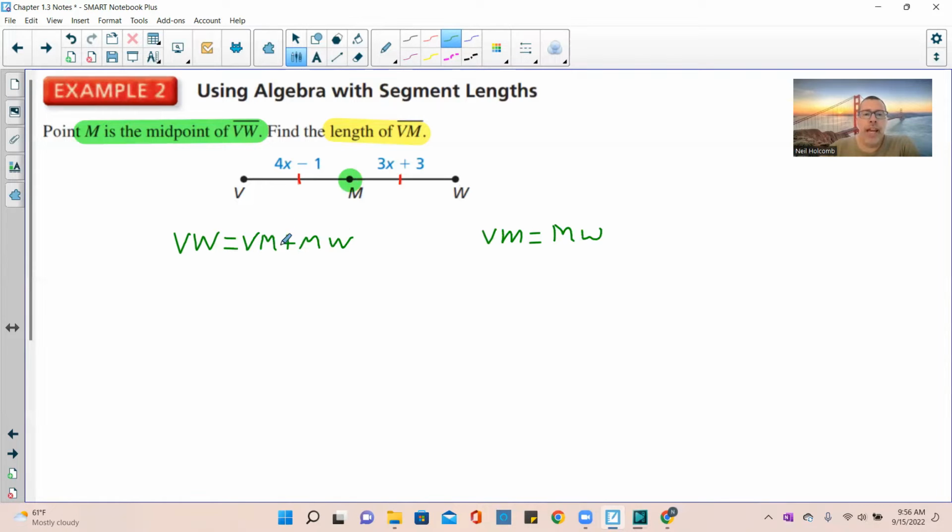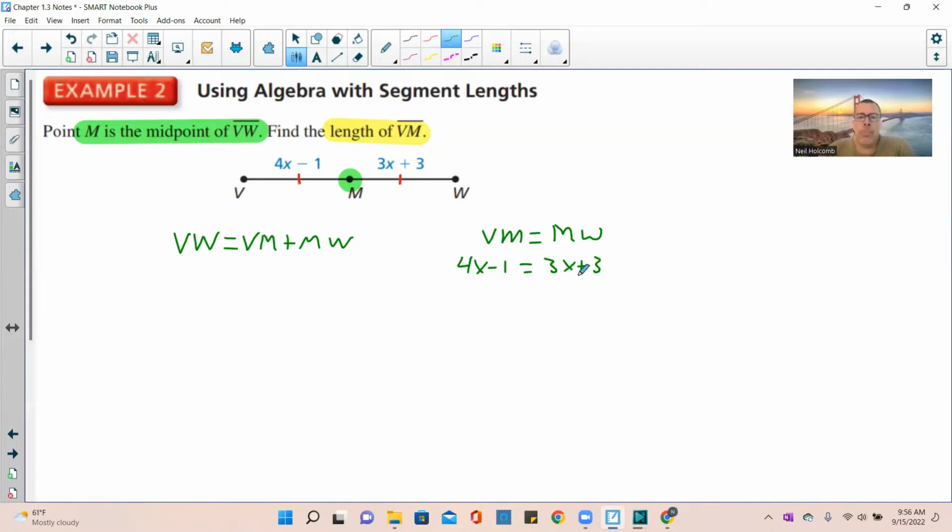We're looking for VM. So if I just substitute in over here, we'll get back to this in a minute, but if I already know that this is the midpoint, then I can just set this equal to this. So VM equals MW. Substitute my givens. VM is 4x minus 1.